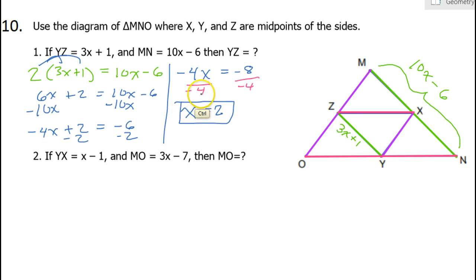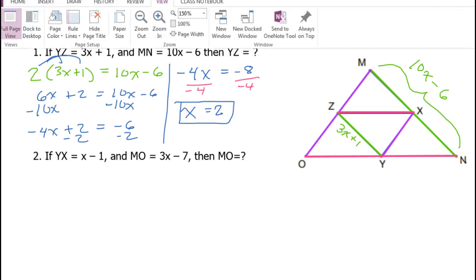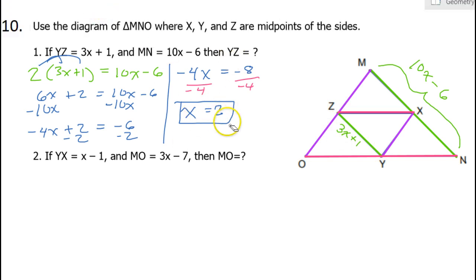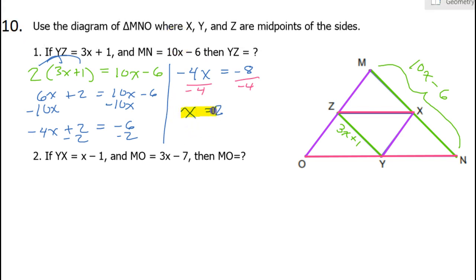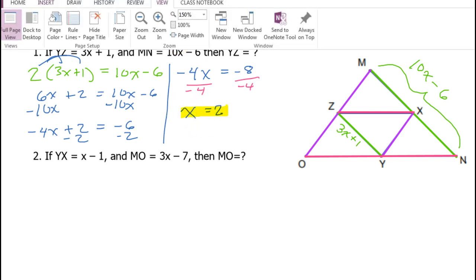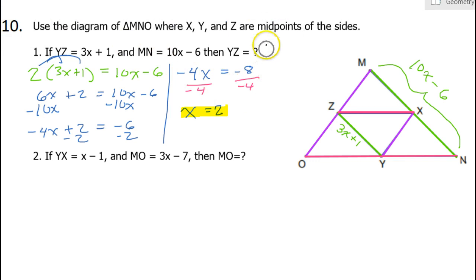Okay, but that's not the final answer, because they're asking me what YZ is. They're not asking me for x. So I have to keep going. I probably shouldn't even put a box around that. Maybe I'll highlight it or something. So now I know that x is equal to 2. But I'm supposed to find YZ.